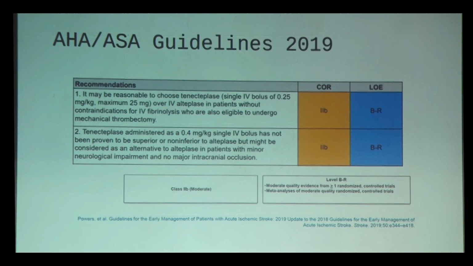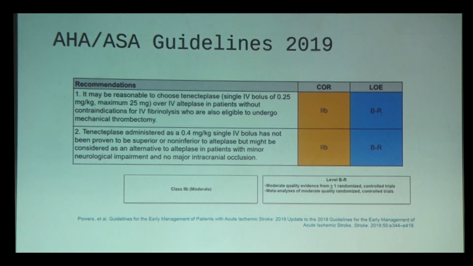After the major clinical trials like EXTEND-IA TNK, where tenecteplase has been utilized, there is an update in the AHA/ASA guidelines in 2019, where apart from alteplase, it is reasonable to choose tenecteplase with a single IV bolus of 0.25 mg per kg and a maximum of 25 mg over IV alteplase in all the patients who are eligible for thrombolysis.